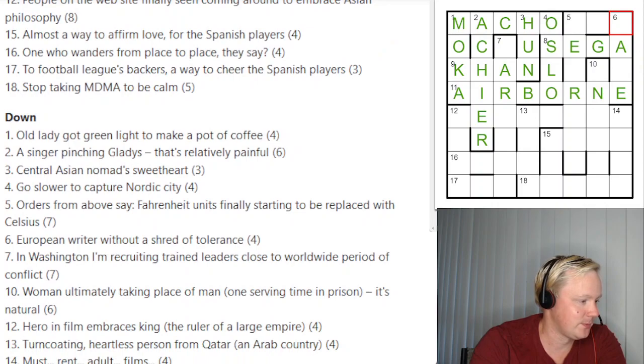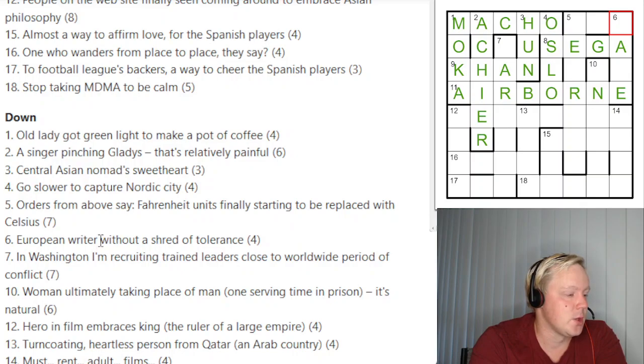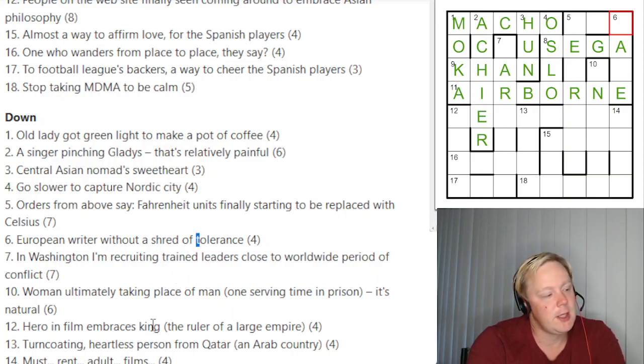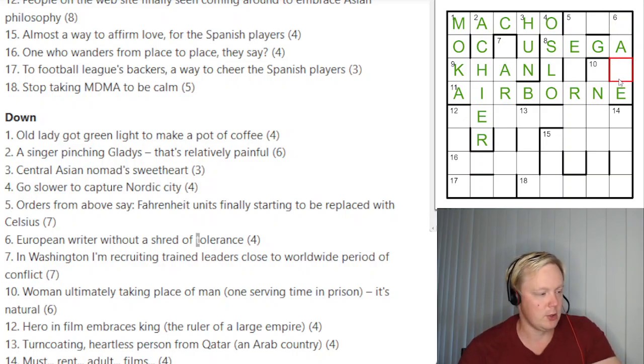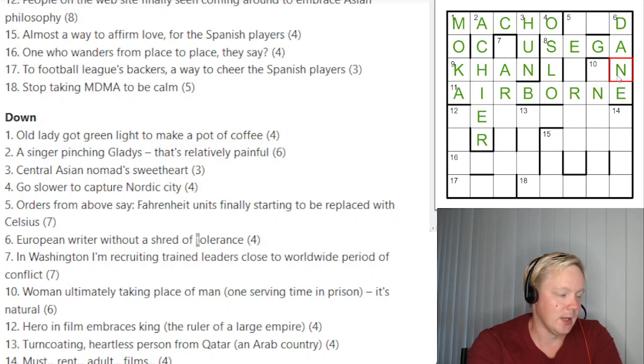let's do six down. European writer without a shred of tolerance. So without something, you leave out some part of the word for writer. A shred of tolerance, you take a little bit of the word tolerance, you take the T here. Remove a T from a writer and you get a word for a European. Well, a few of the European peoples have really short names, like you have Czech and Finn and Pole and Dane, and here it's Dane, which is Dante. Dante was a writer, and you take the T out, you get Dane.